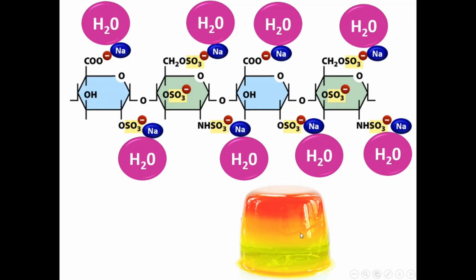Due to this characteristic, we call the GAG a linear mucopolysaccharide. Muco means like a jelly, mucus.